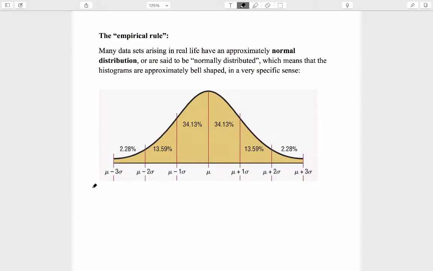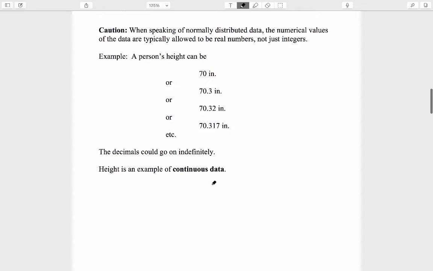Picking up where we left off last time, recall the empirical rule. It states that many datasets arising in real life have an approximately normal distribution, or are said to be normally distributed, meaning that the histogram of the data, when you plot it, is approximately bell-shaped, in a very specific sense as we explored last time.